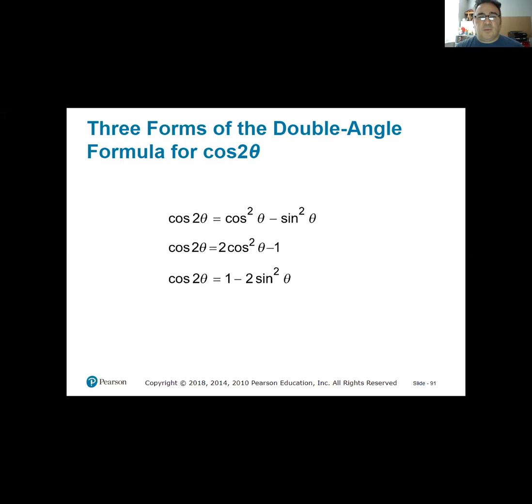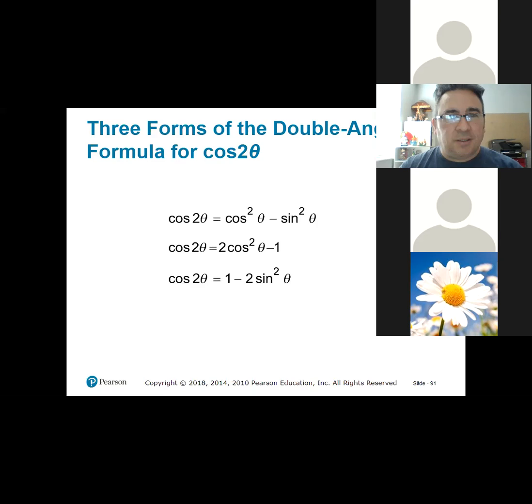So the question is, when do I use which one? It all depends on what you're trying to do, and you're going to see that in the next example. We have 3 different forms, so we have to see which one is going to be beneficial to us. Everybody got these formulas down? Thumbs. Okay. We're good. We move on.